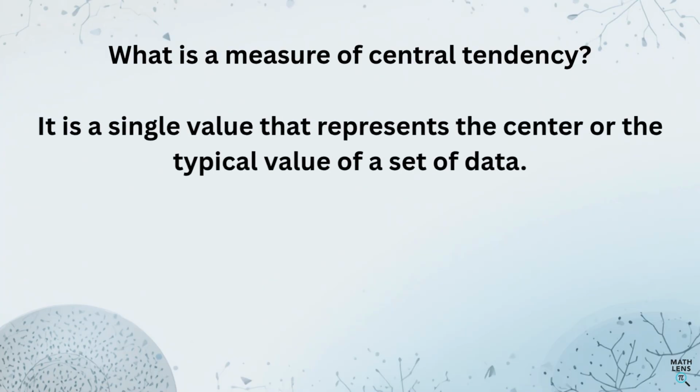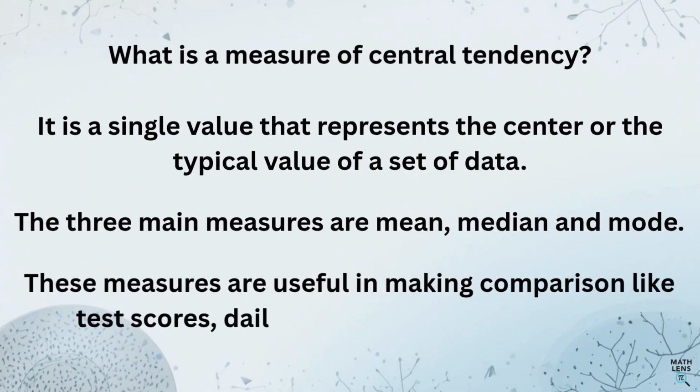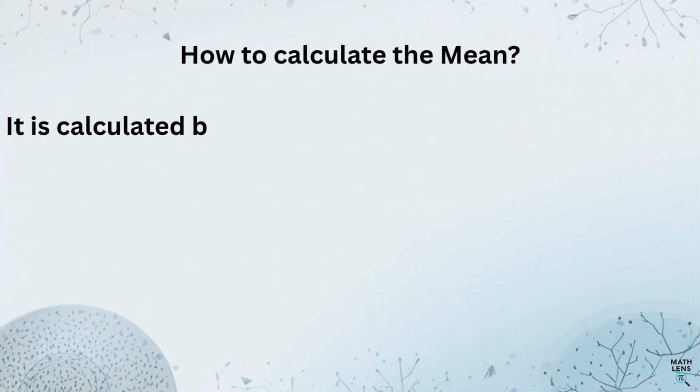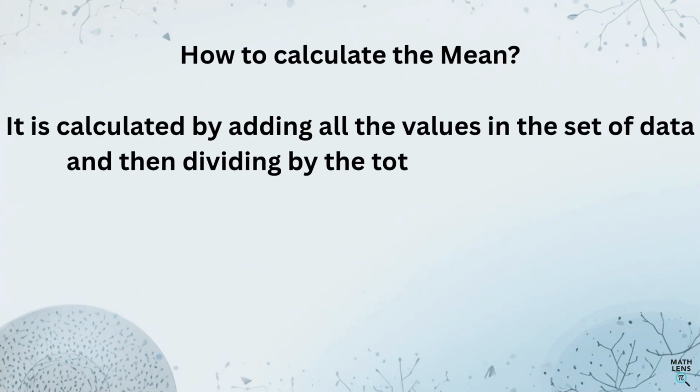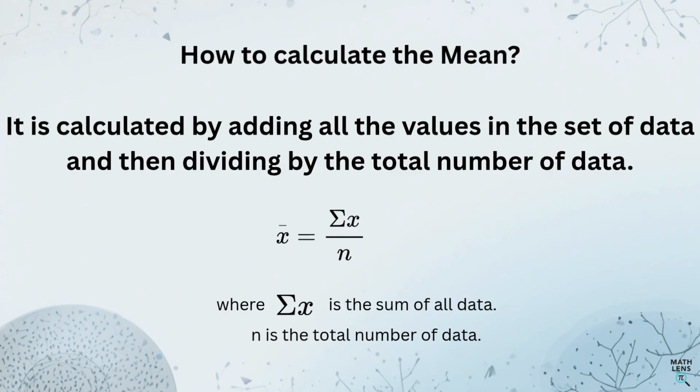The three main measures we use for this are the mean, median, and mode. These measures are useful because they allow us to make meaningful comparisons. Whether you're evaluating test scores, tracking daily expenses, or analyzing survey results, these central tendencies give a clear snapshot of the data's behavior. To find the mean, begin by adding all the values in the dataset. Next, divide this total by the number of values in the set. In mathematical terms, the sum of all data is represented as the Greek letter sigma, and n is used to denote the total number of data points.